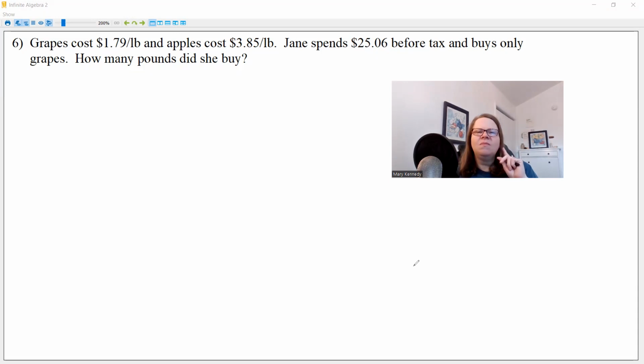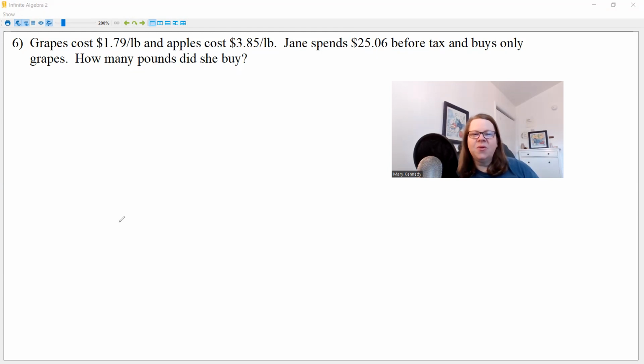But then she buys only grapes. I mean, that makes sense. Like if you go to the store, there's prices on everything, but that doesn't mean you buy one of everything, right? So, okay, she only buys grapes. How many pounds did she buy? Okay, so let's think about that. Does the 385 a pound come into play here? Like, are we going to use that at all?